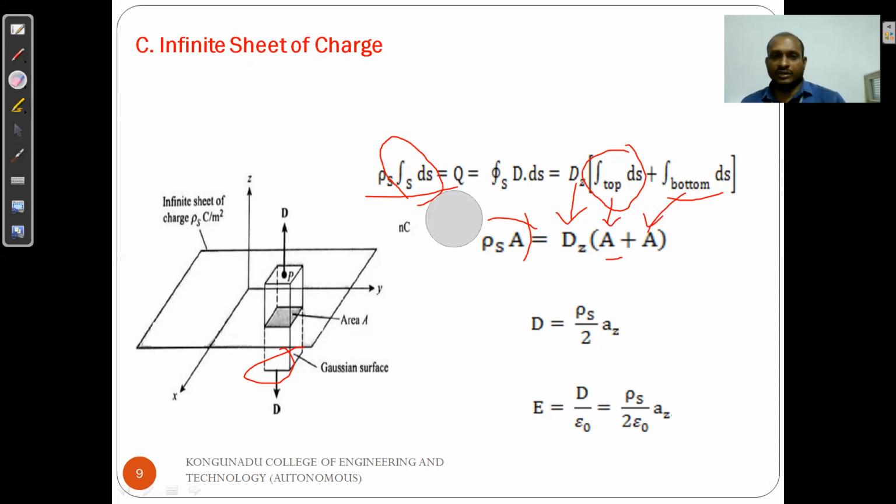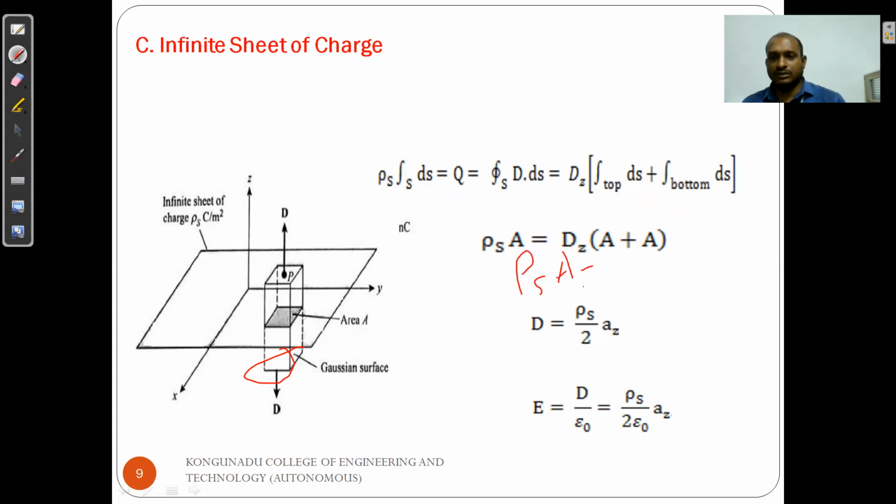I'm going to simplify this equation. So rho s A is equal to Dz into 2A. On both sides, A and A will be cancelled. We need to determine D. So D is equal to rho s by 2 into az.